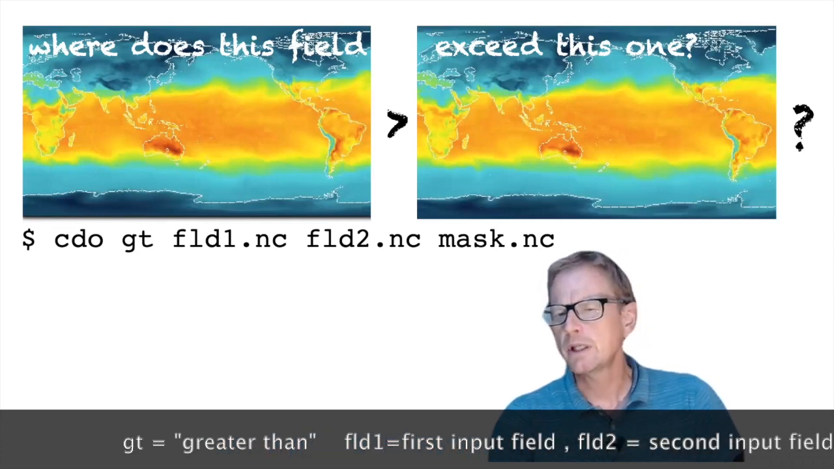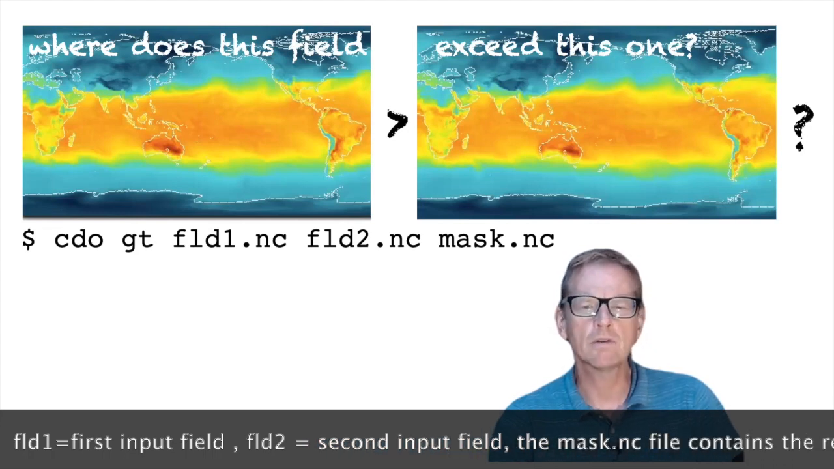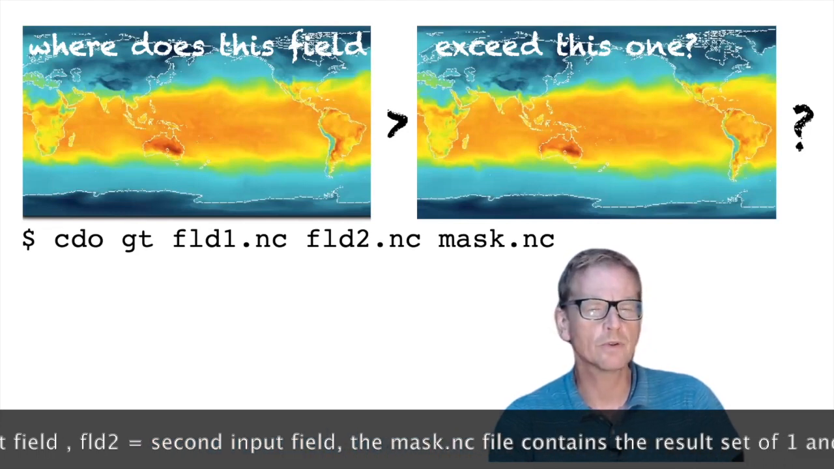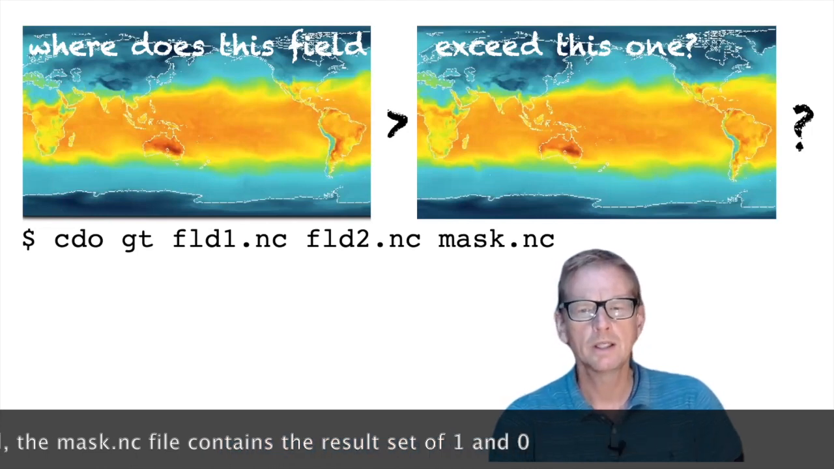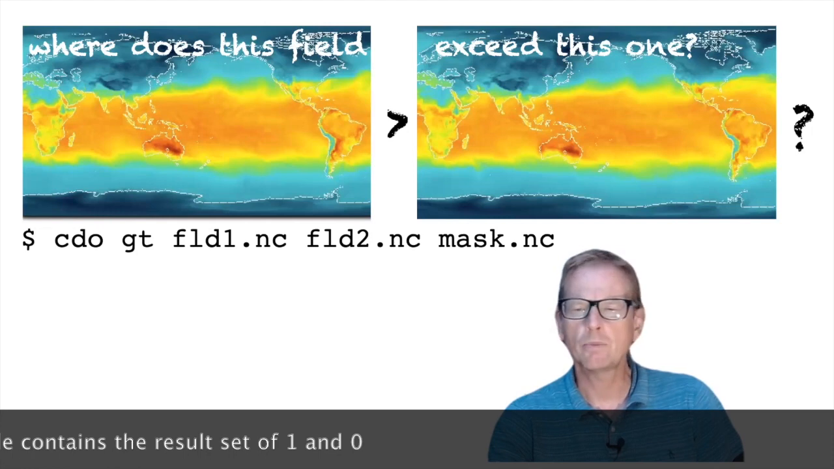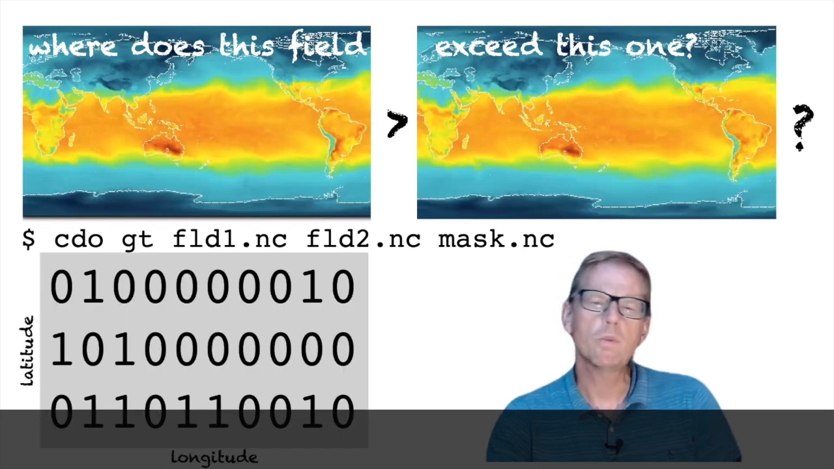Now in this particular instance, of course, we're comparing two input netCDF files. So rather than having only one input file like most of the commands we've seen before, we now have two input files, field one and field two. And then we need an output. I'm going to call this mask, so we have mask.nc. So what would mask look like?